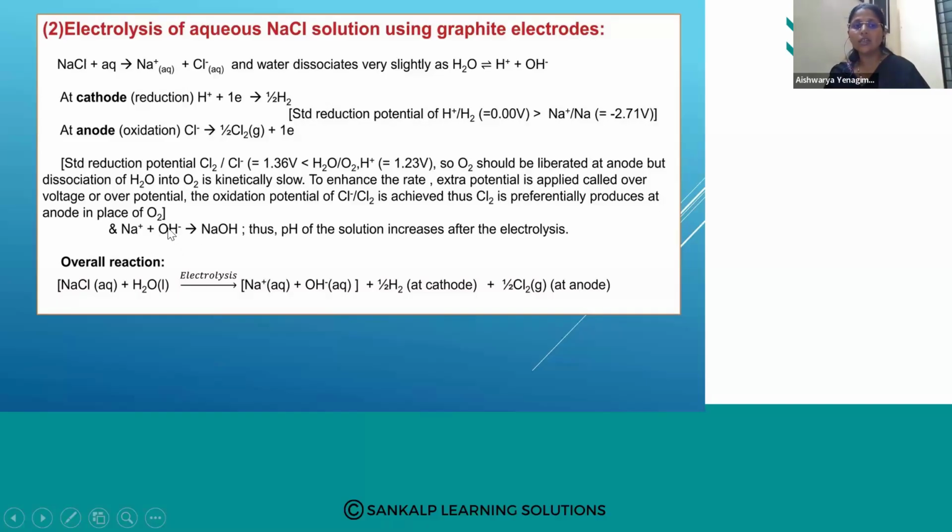So this Na+ combines with OH- and forms NaOH. Therefore, the pH of the solution increases after the electrolysis. An aqueous solution of NaCl is called brine solution. When you subject NaCl to electrolysis, NaCl decomposes into Na+ and Cl-, all that we have seen. We saw the cathode reaction and the anode reaction. So the overall products are NaOH, which is the reason the pH of the solution increases, and then H2 and Cl2 gases are liberated.